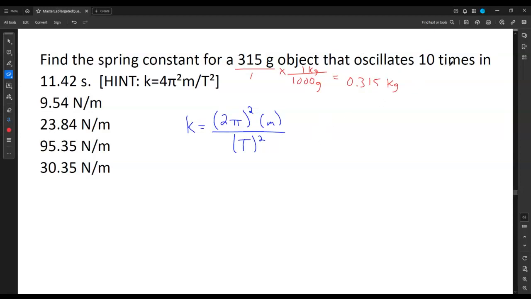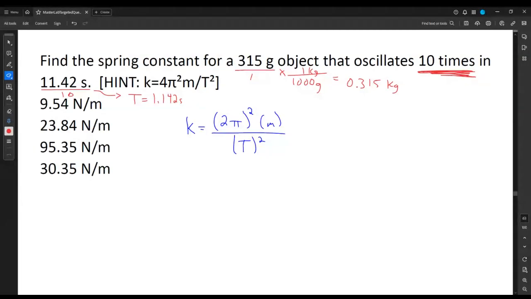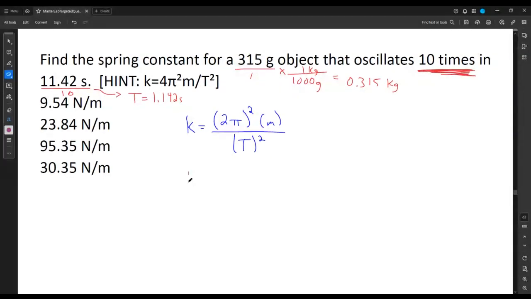Now be careful. The spring oscillates 10 times in this, so we don't want 11.42. We'll divide that by 10 and find the average for one oscillation. So that's going to be for T, 1.142. Okay, so now we've got everything we need.